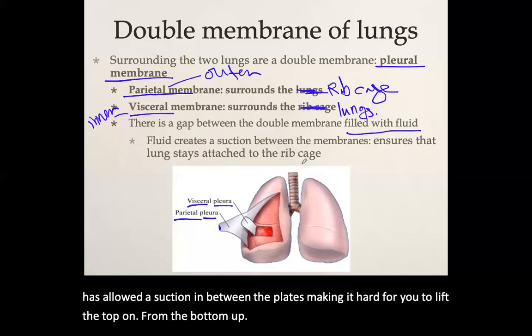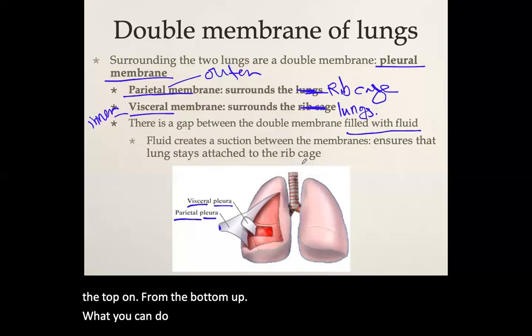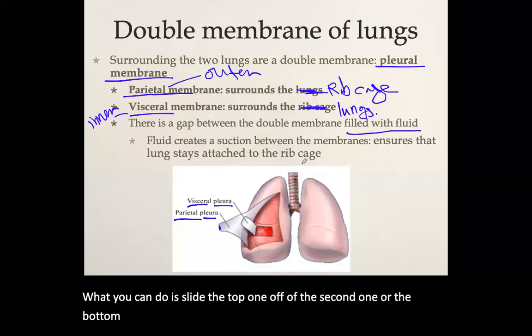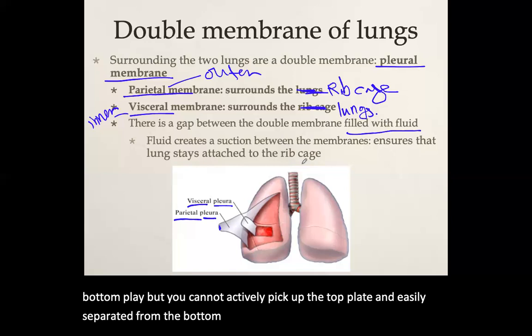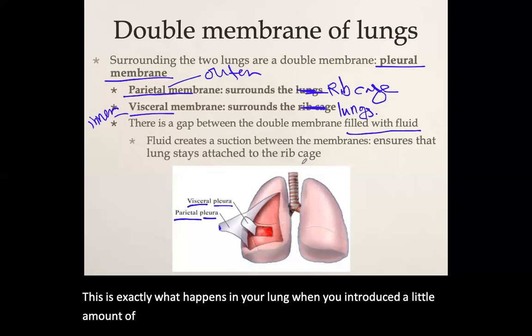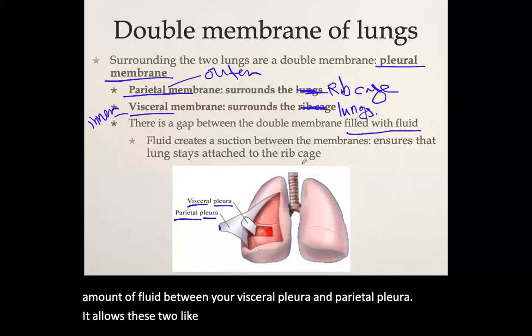What you can do is slide the top one off of the second one or the bottom plate, but you cannot actively pick up the top plate and easily separate it from the bottom plate. This is exactly what happens in your lung when you introduce that little amount of fluid between your visceral pleura and the parietal pleura. It allows these 2 layers to be attached together. Now, why does that matter?